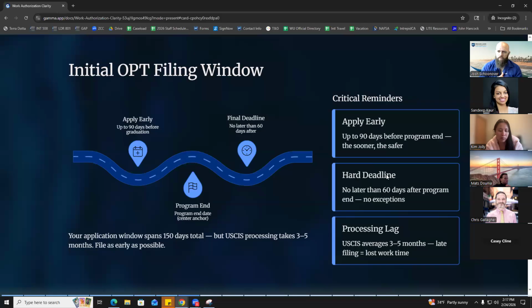And so far, as I've kind of alluded to, the standard processing time for OPT applications historically has been 90 days. We're seeing that stretch into 4 months right now. Not typically past that, but it does happen. But again, as long as you've submitted your OPT application, you do have legal presence in the US while that's being processed.